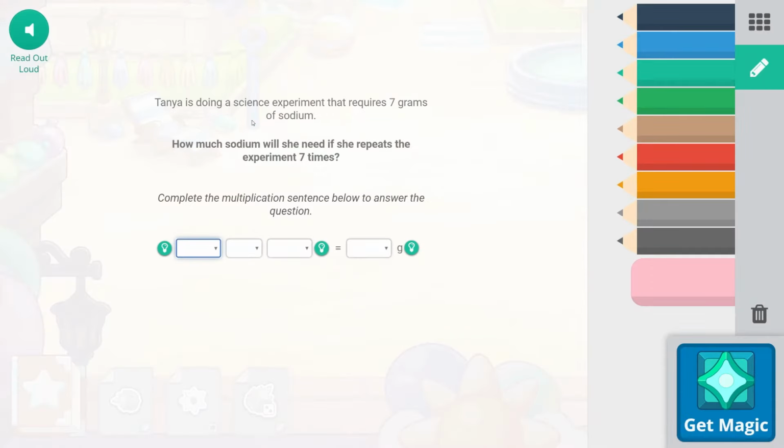Saplet is up next. All right, Tanya is doing a science experiment that requires 7 grams of sodium. How much sodium will she need if she repeats the experiment 7 times? So we're making a multiplication.